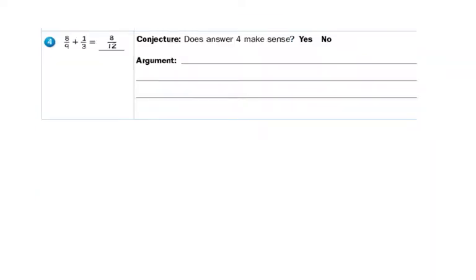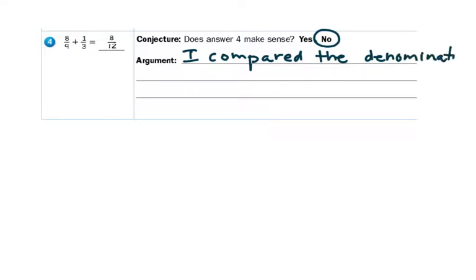And number 4, 8/9 plus 1/3 equals 8/12. Does that make sense? No, it doesn't. So I compared the denominators. Denominators are the numbers down under. Remember D for down under. These are the denominators.